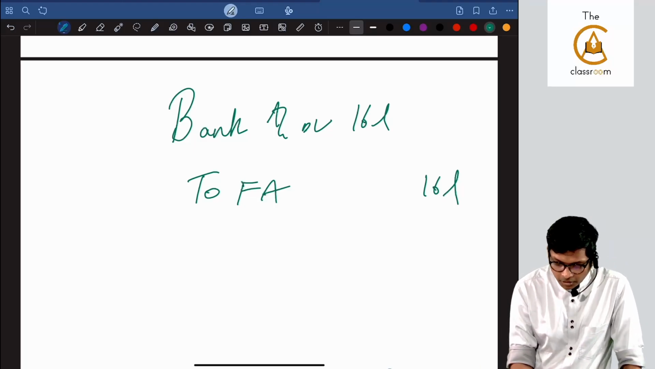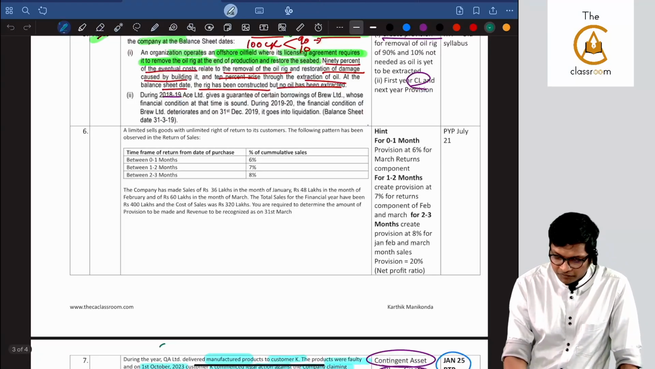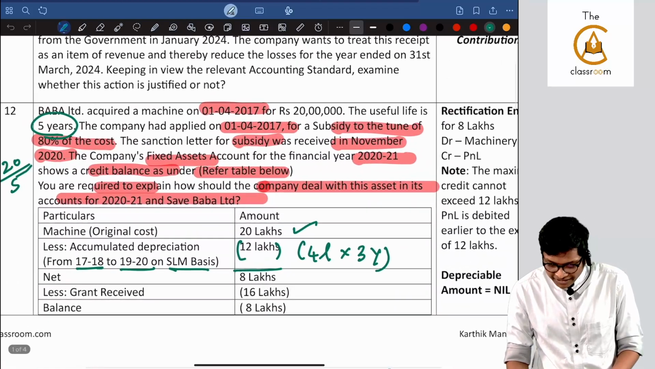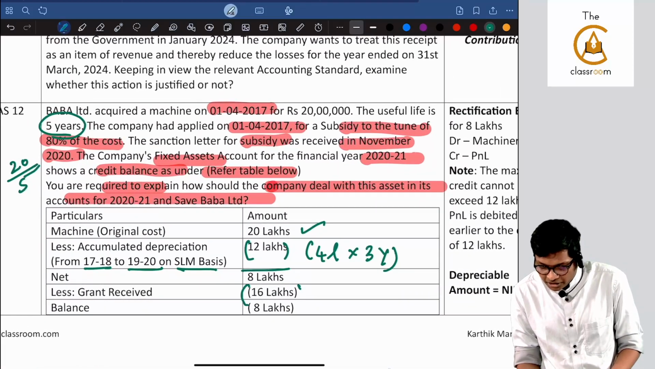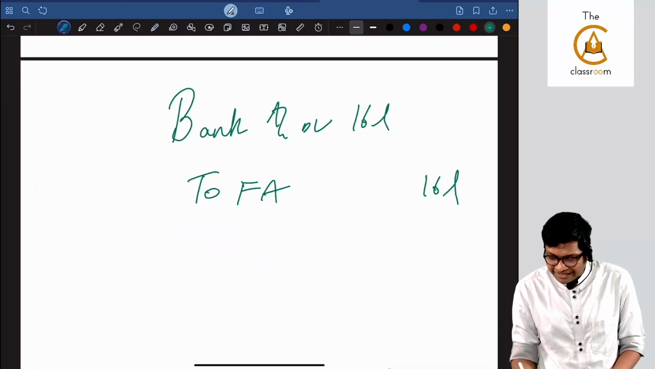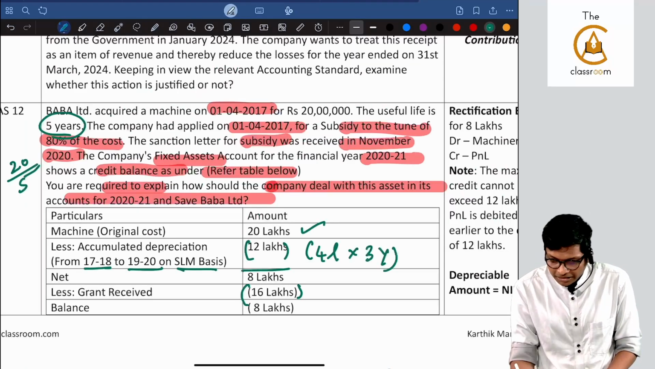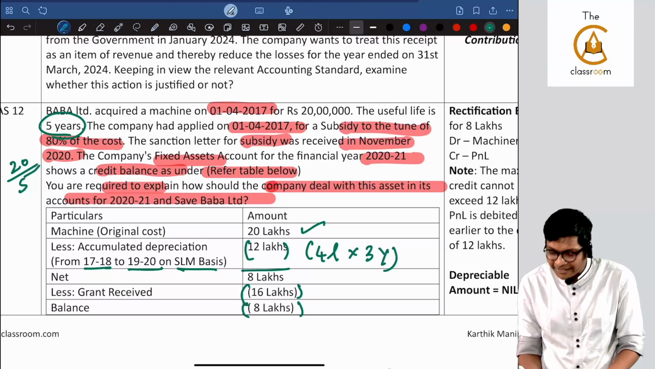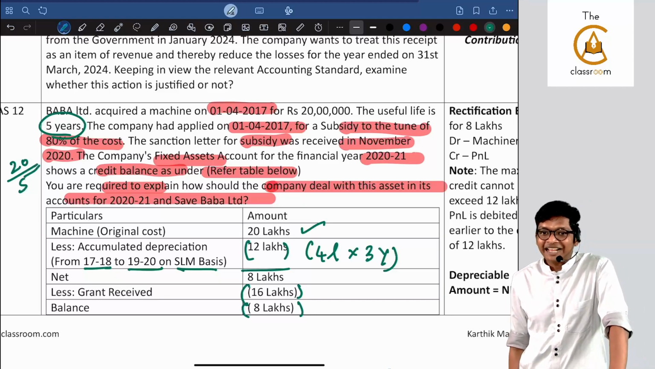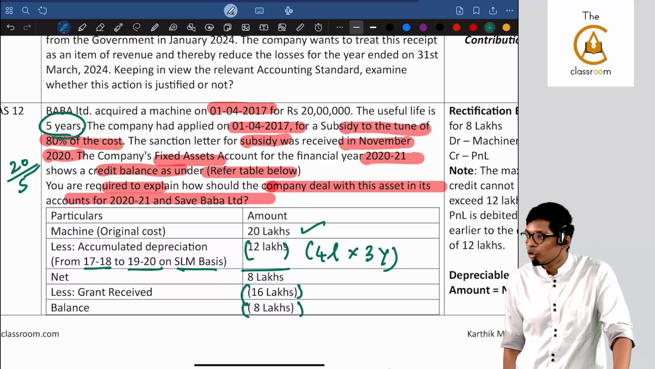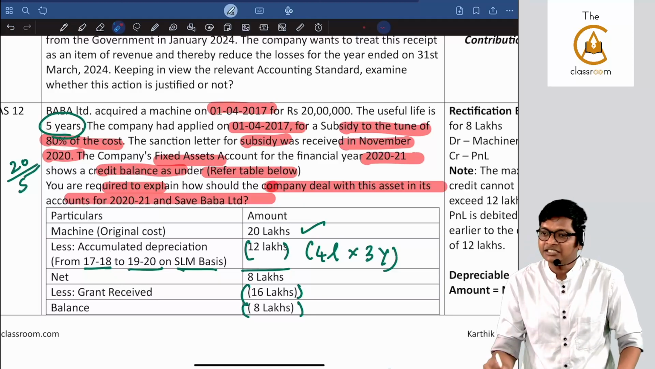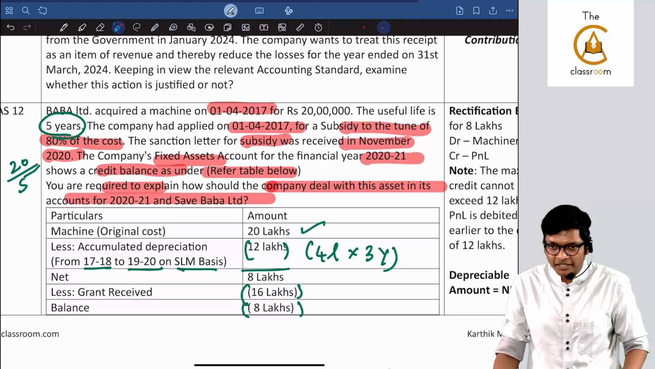Okay. So what happened now? Because of this, if you look at this 8 lakhs, they have reduced 16 because this is the entry they passed. The balance became negative 8 lakhs. Have you ever seen an asset having a negative 8 lakhs? Not possible. So what should I do? I have to do a rectification entry now. That's it. I have to do rectification.